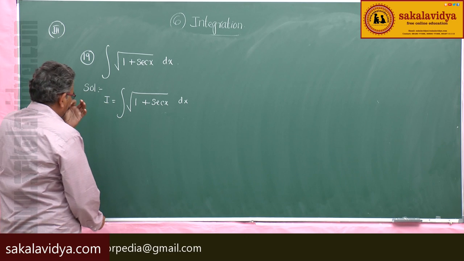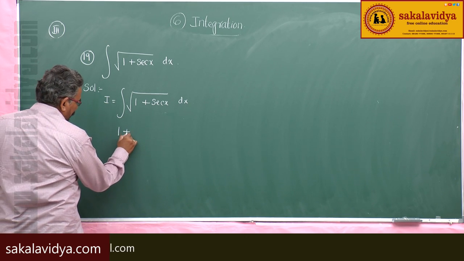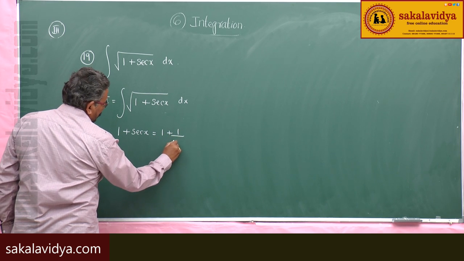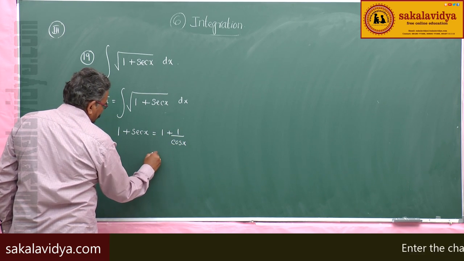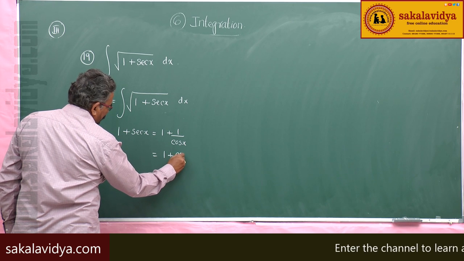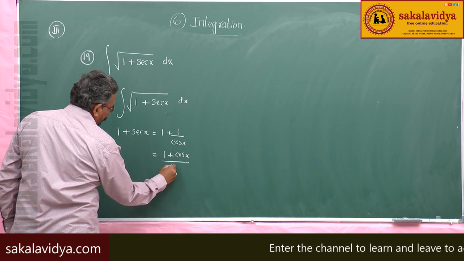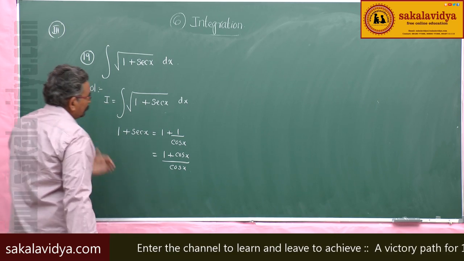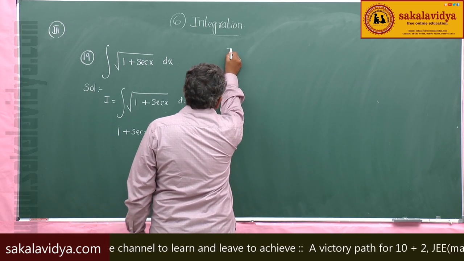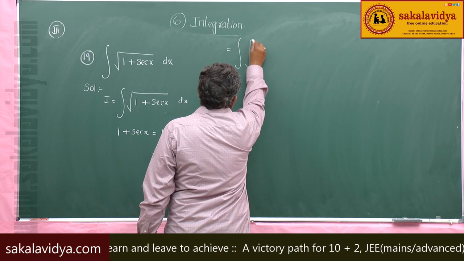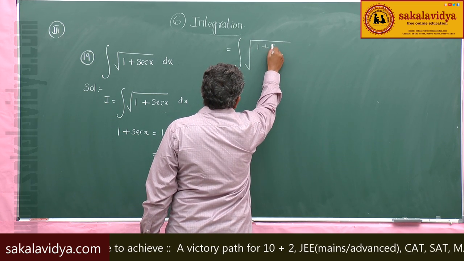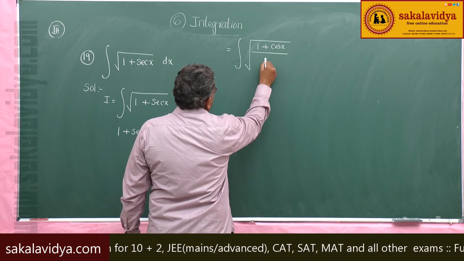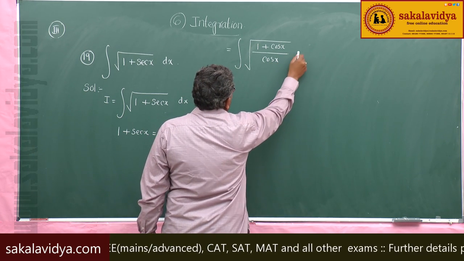Now this 1 plus secant x can be written as 1 plus 1 by cos x, and this can be written as 1 plus cos x by cos x. So now I becomes integral root over 1 plus cos x by cos x dx.